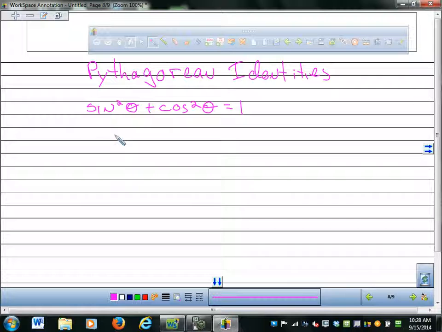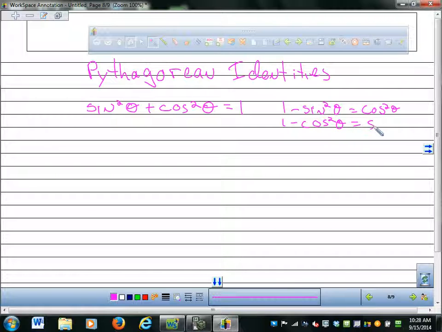That's because on the unit circle, this is y, this is x, and x squared plus y squared is always equal to the radius of 1. Now, sometimes they switch these things around, because if sine squared plus cosine squared is equal to 1, then you also know that 1 minus sine squared theta is equal to cosine squared theta. And 1 minus cosine squared theta is equal to sine squared theta.